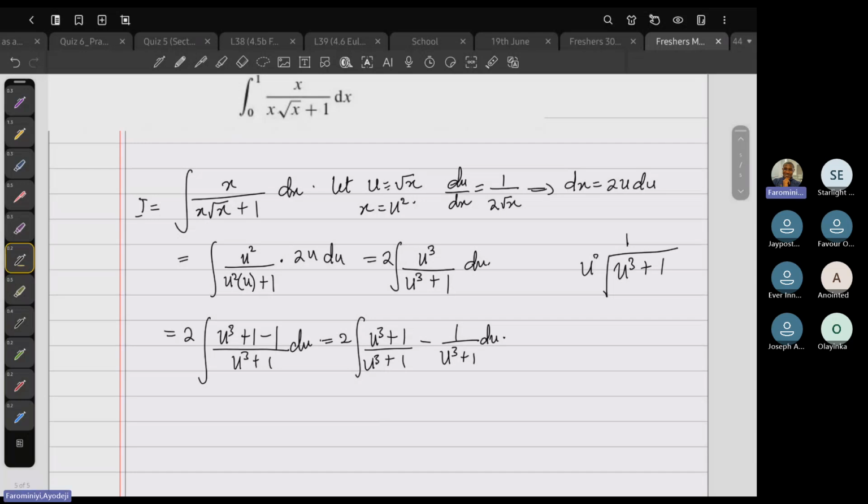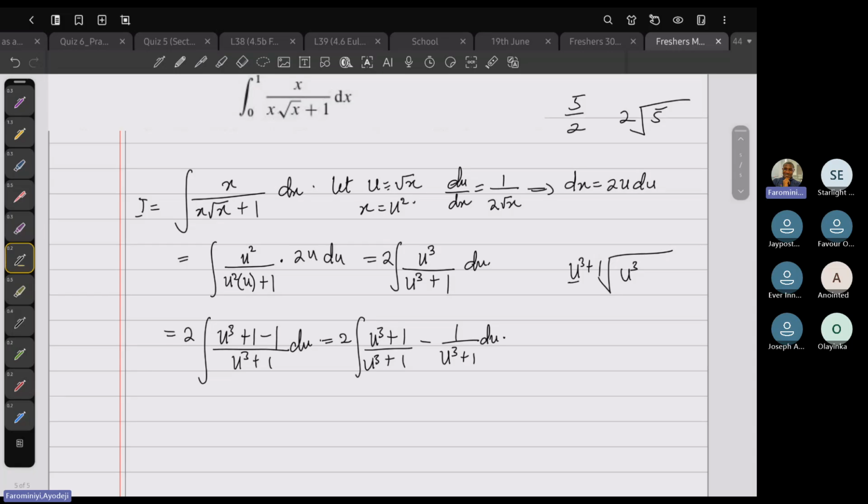What am I saying? We want to divide u cubed by u cubed plus 1. Primary 4 long division. So if we want to do 5 over 2, which one will be inside? 5 will be inside, 2 will be outside. So how do we do this?